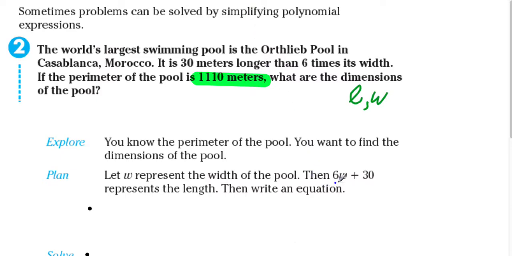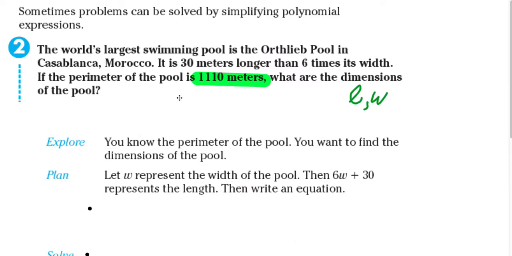6W plus 30 came from this sentence. It is 30 meters longer than 6 times its width. 30 meters longer is plus 30. 6 times its width is 6W. So W represents the width. 6W plus 30 represents the length. Then let's write our equation.